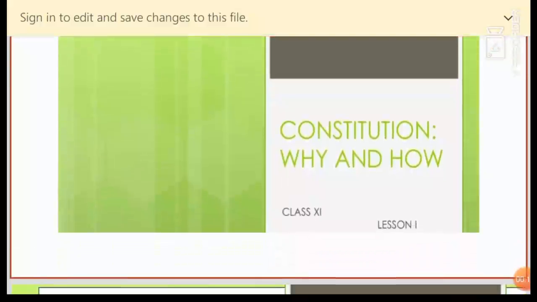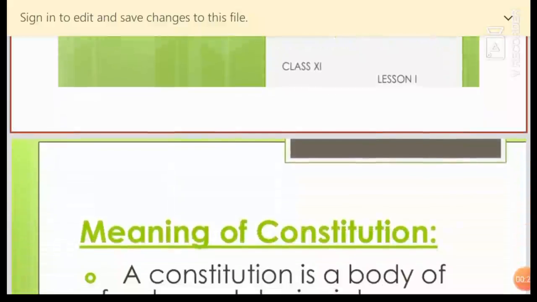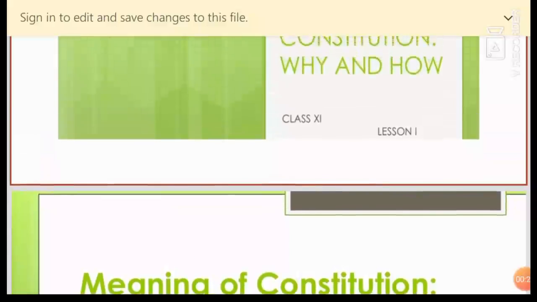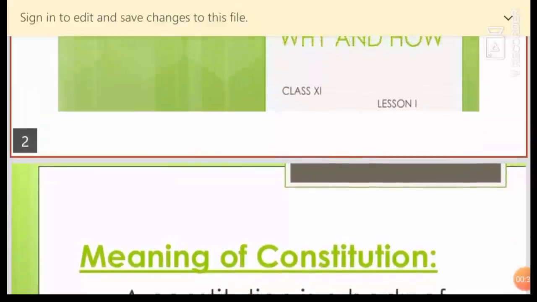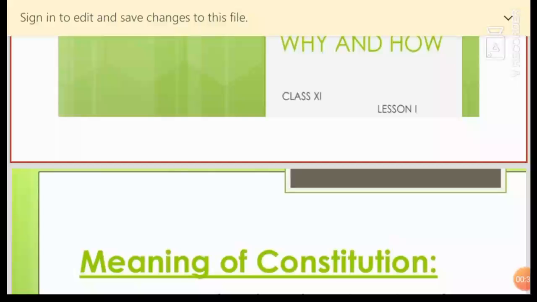Today we are going to begin chapter number 1 of Political Science class 11th. The title of the chapter is Constitution, Why and How. So, as you all are new to political science, first of all, I am going to define the meaning of Constitution.